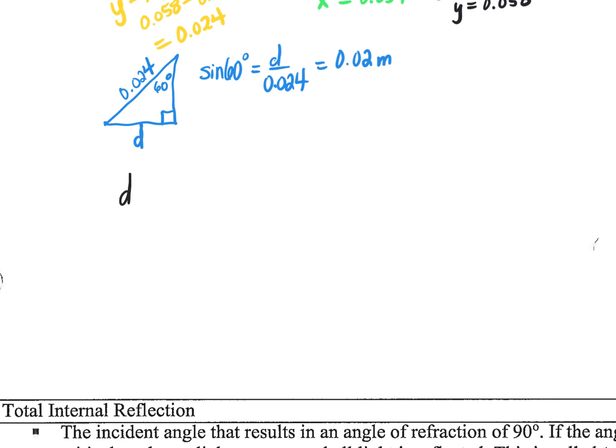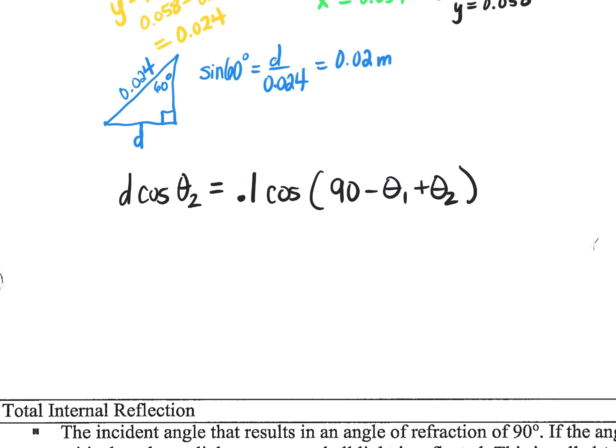If we do D times the cosine of the angle of refraction, we get 0.1, which is the width of the material, right? Times the cosine of 90 minus theta sub 1 plus theta sub 2. And this is the width of the material.